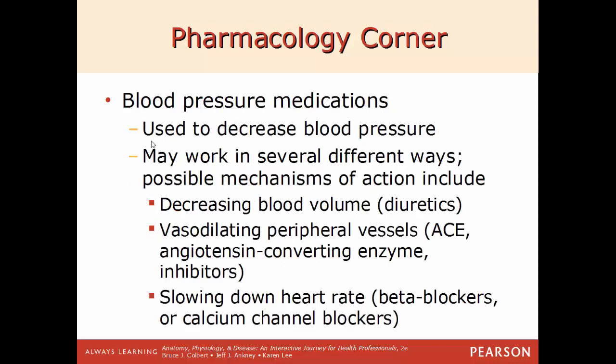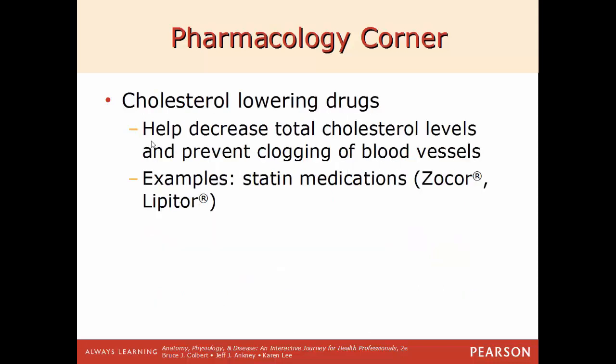Some blood pressure medications. These are used to decrease the blood pressure. They could work in several different ways, and some possible mechanisms of these drugs include decreasing the blood volume, such as diuretics. You could vasodilate the peripheral vessels, such as ACE inhibitors. And ACE inhibitors are angiotensin converting enzyme inhibitors, slowing down the heart rate itself by using beta blockers or calcium channel blockers. Drugs that will help lower cholesterol. By decreasing your levels of cholesterol, you will decrease and prevent the clogging of blood vessels. Some examples of this include Zocor and Lipitor.